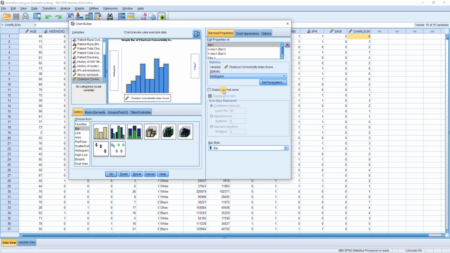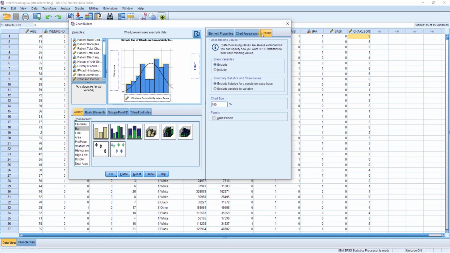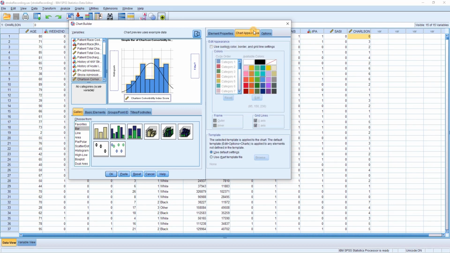From here, what else I usually like to do is to display the normal curve. This is just an easy way, when the data is actually put out in the chart, to see what a normal distribution would look like for the Charlson score here. There are no other options that we need to worry about in the chart appearance or the options area, so I'm just going to leave those as is and then just go ahead and click OK.